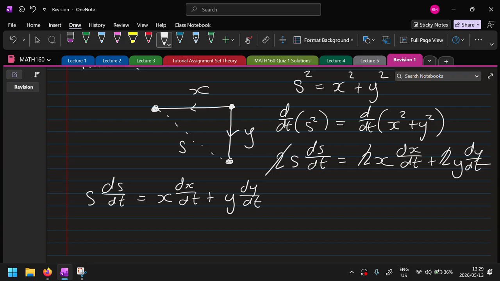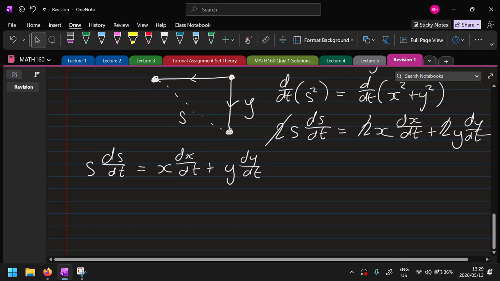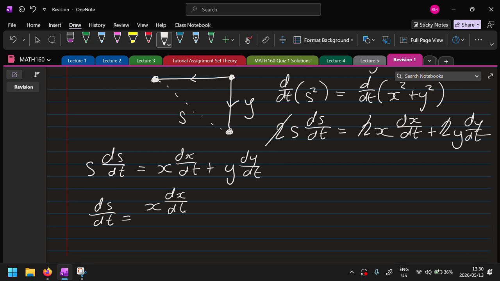Again, always think about what do we want? We want the rate of change of the distance between them. That's the ds by dt. We've got this s in front here, so let's divide that on the other side. Okay, and those that did the catch-up have the same formula. So 3 different problems, exactly the same method to solve it.